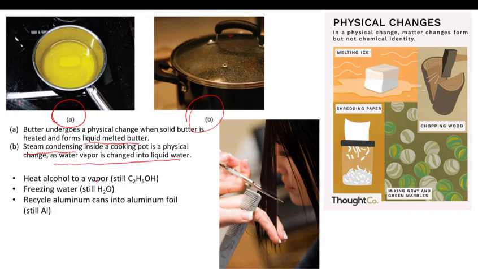You can heat alcohol into vapor. It's still C2H5OH. Like I said in the previous slide, we can freeze water. We can recycle aluminum cans into aluminum foil. It's still aluminum. We can cut hair. Even though it might be shorter, that's okay. It's still hair. Some other physical changes, we can chop wood. We can shred paper. We can mix gray marbles with green marbles.